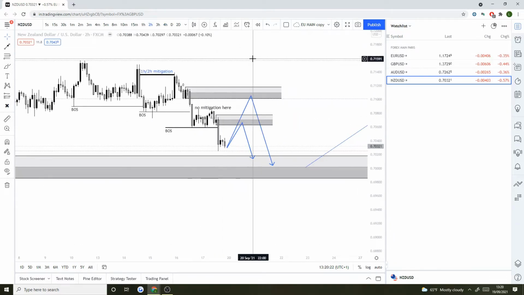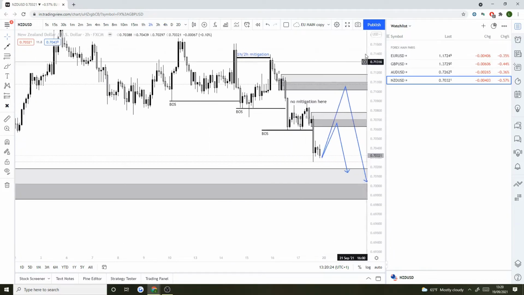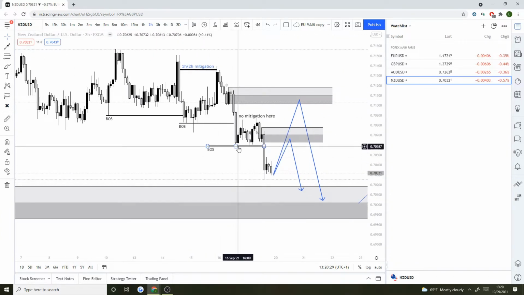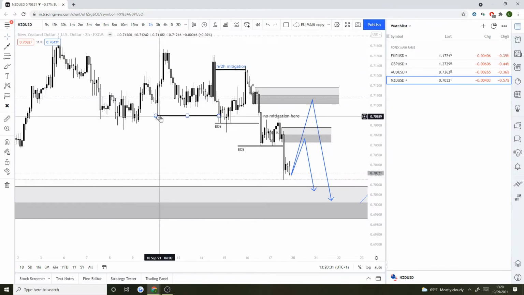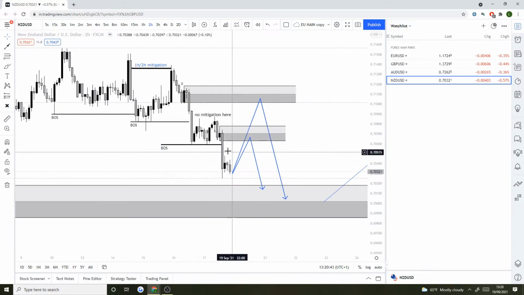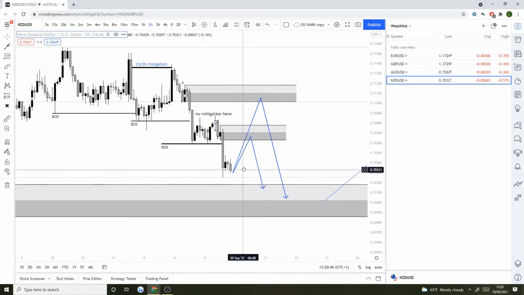Now looking on the lower time frames, what we can see is basically just a downtrend going down towards this area. So we have a break of structure here, and then this is the order block that caused it. There's a mitigation there, and then we've got another break of structure. Now what we get is actually no mitigation of this zone, and then another break of structure.